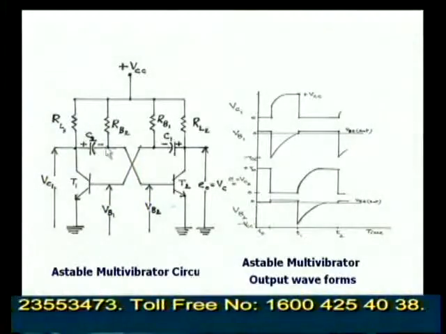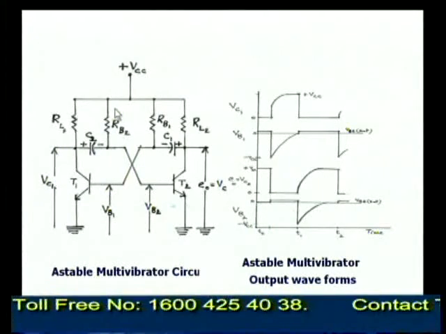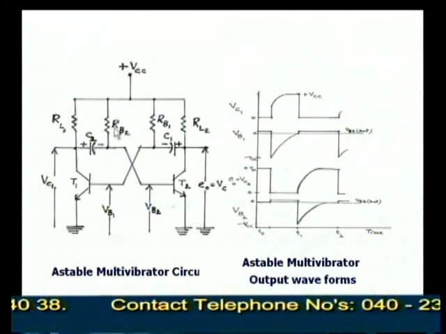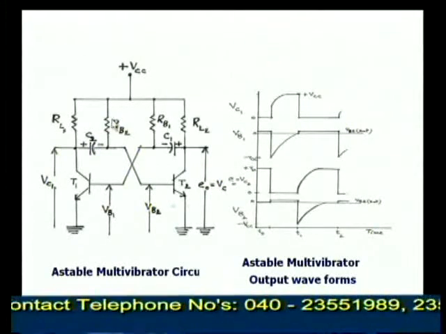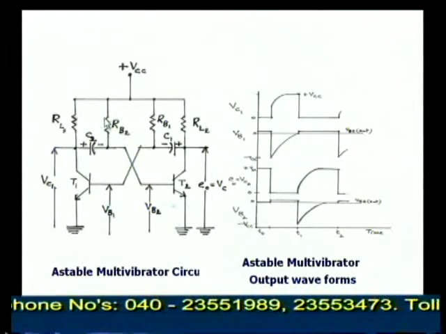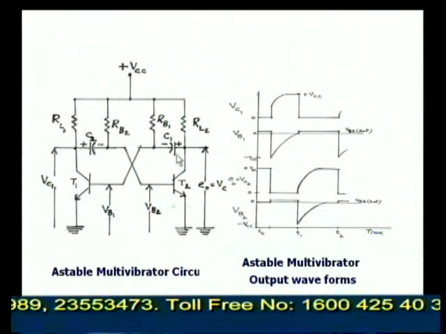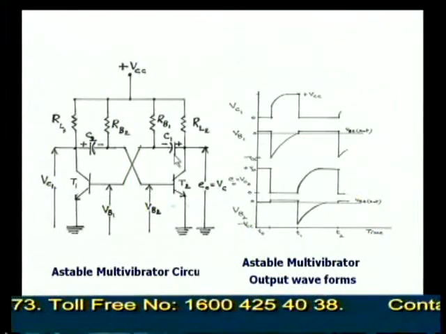Let me see the circuit operation of the astable multivibrator. Here this is the astable multivibrator. We can see here C2 and RB2 will constitute one time period element, whereas RB1 and C1 will constitute another time period for the other semi-stable state.